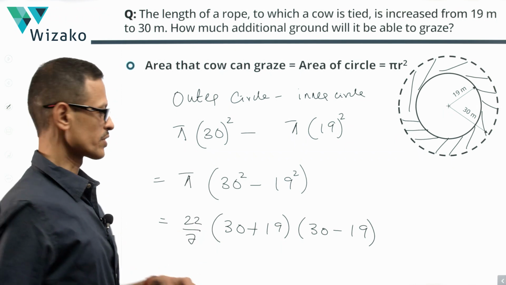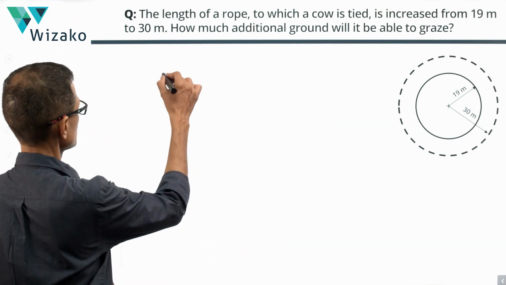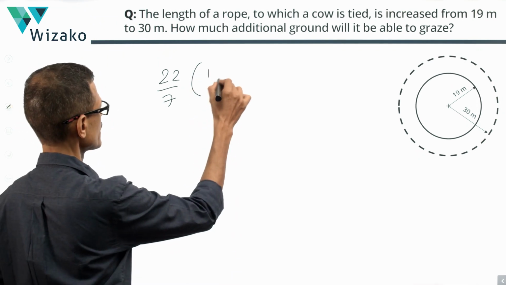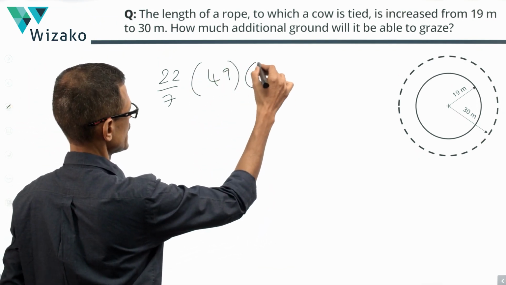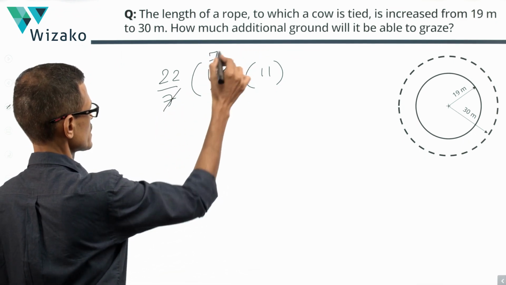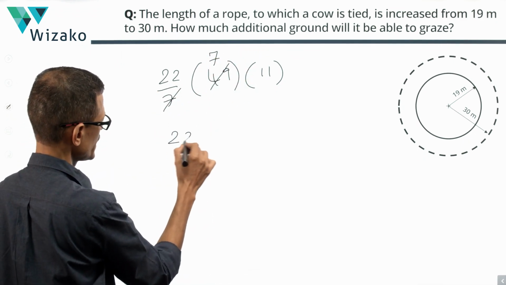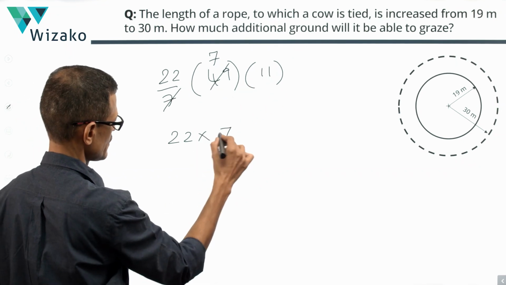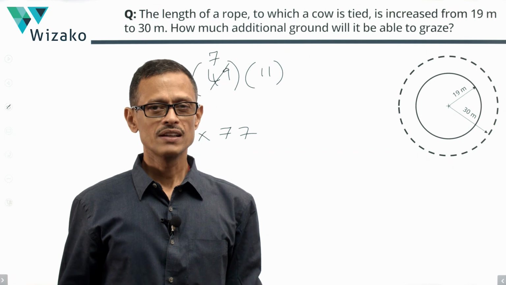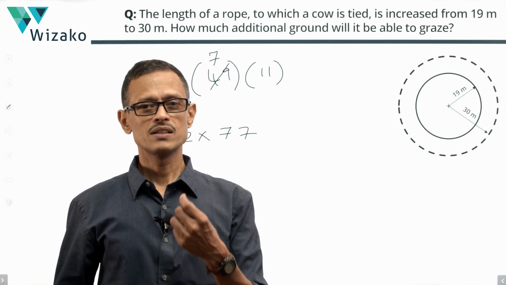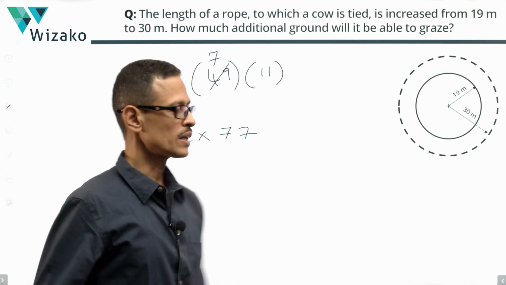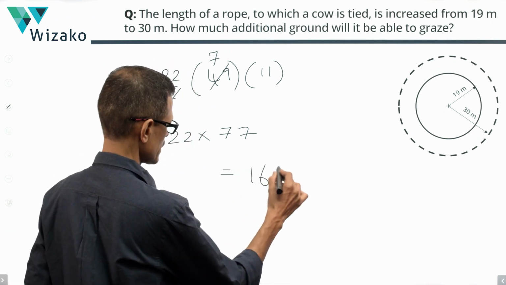Let us take the calculation to the next slide. So, 22 upon 7 times 30 plus 19 is 49, and 30 minus 19 is 11. 7 cancels with 49 to leave us with a 7. So, what do we have here? We have 22 times 7 times 11, which is 22 times 77, which is 77 times 20 plus 77 times 2. 77 times 2 is 154. 77 times 20 is 1540. 1540 plus 154 is equal to 1694.